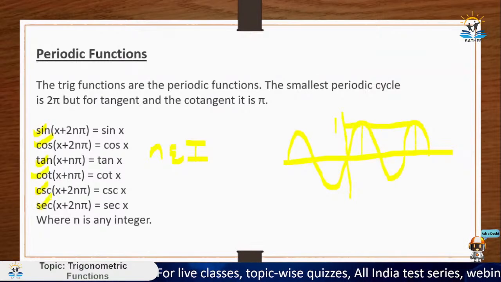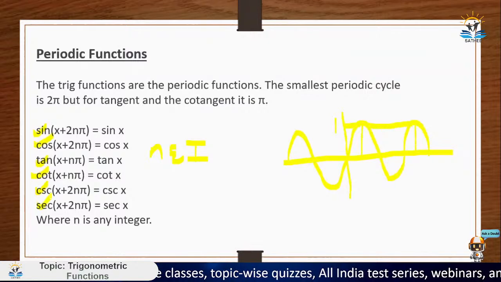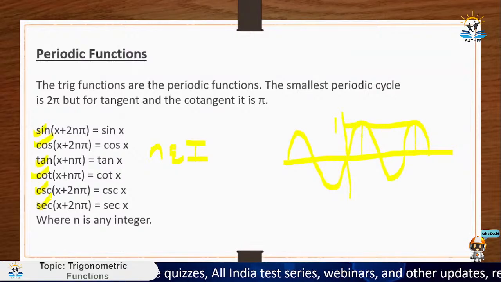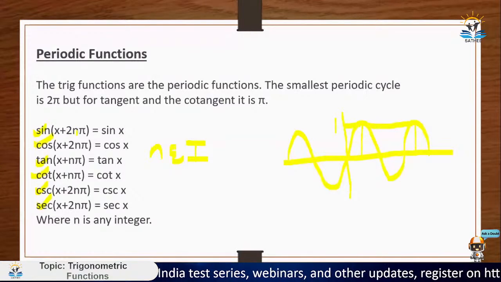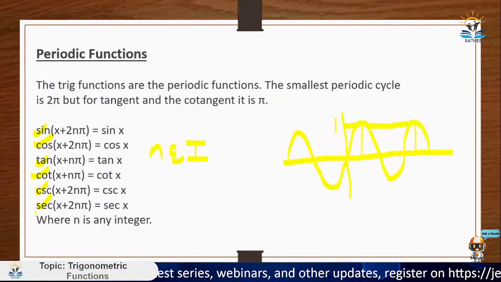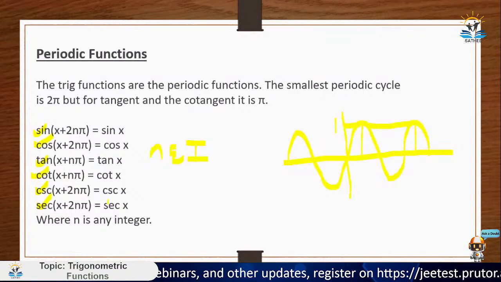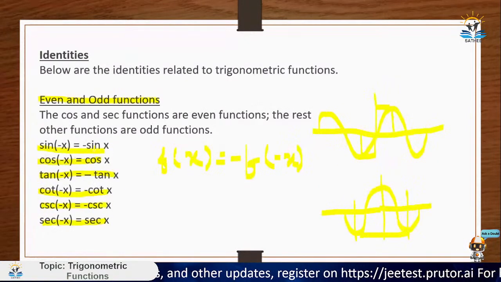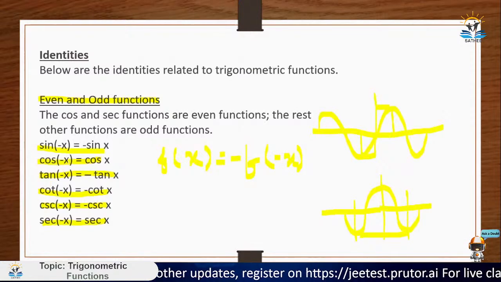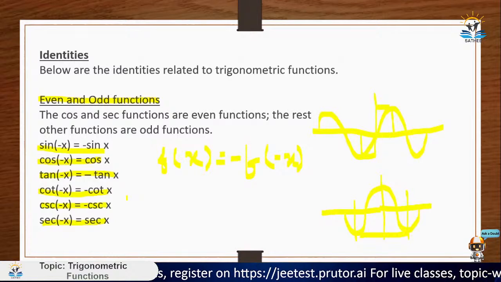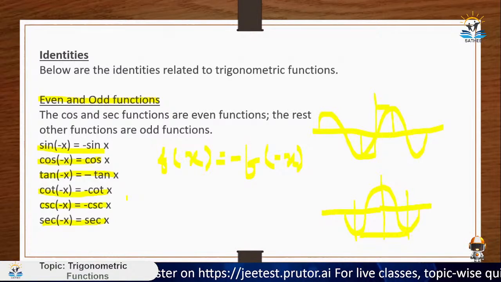So you can also do one thing, learn only the main functions, sine, cos, and tan, and their inverses, which are cosec, sec, and cot. Always follow their main functions. So basically, sine 2 pi, cosec 2 pi, cos 2 pi, sec 2 pi, tan pi, cot pi. Same goes with even and odd functions also. Sine is odd, cosec is odd, cos is even, sec is even, tan is odd, cot is odd. So learn only the main functions, then you can easily do the inverse functions also.